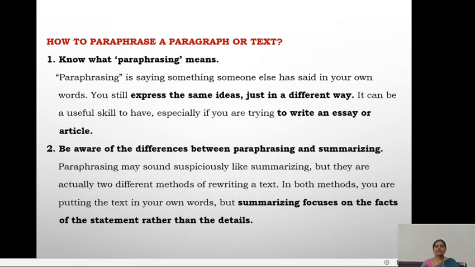Now, be aware of the differences between paraphrasing and summarizing. Paraphrasing may sound suspiciously like summarizing. Many people get confused with the terms paraphrasing and summarizing, but there are actually two different methods of rewriting a text. In both methods, you are putting the text in your own words, but summarizing focuses only on the main facts or statements rather than the details, but paraphrase includes details also.